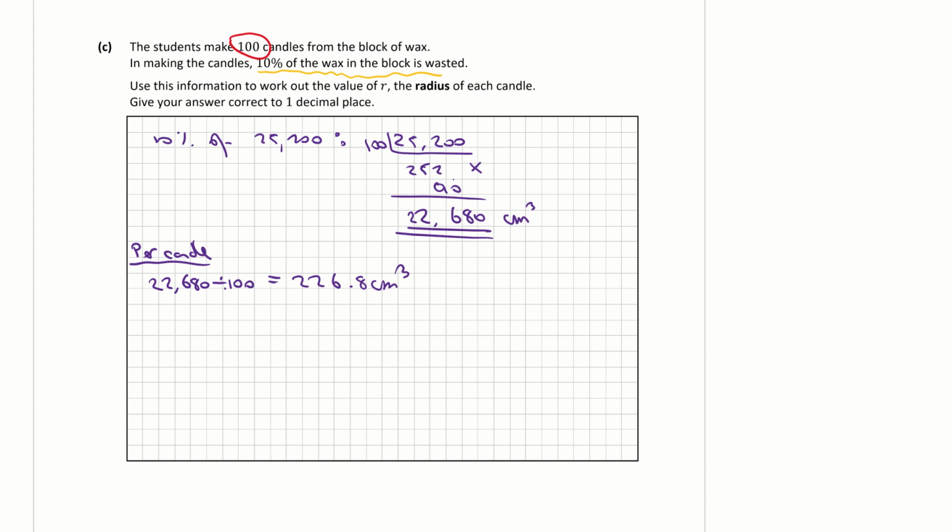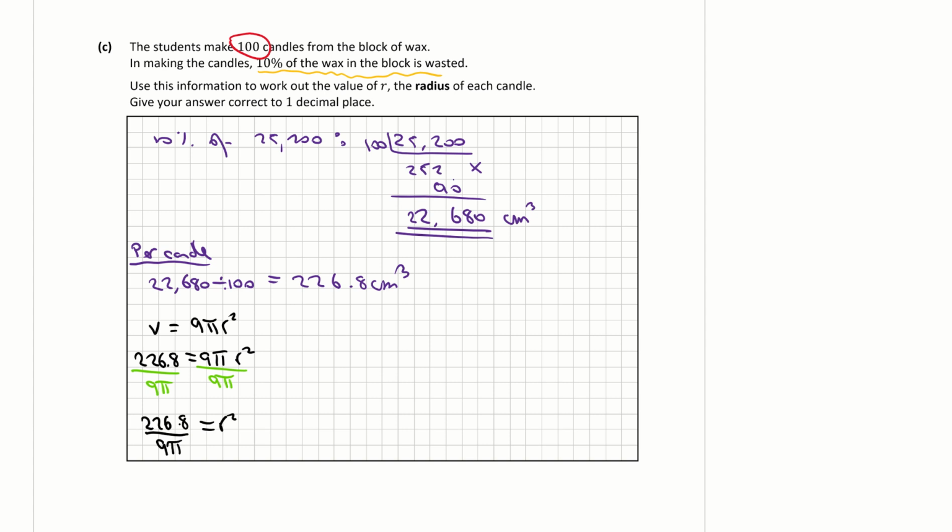Now I'm coming back to what I had from the previous part B, the volume of a candle. The volume of a candle is given as 9 pi r squared. We now know that the volume of our candle is 226.8, so I'm subbing that in for V and letting that equal my 9 pi r squared. Dividing across now by my 9 pi, divide both sides, that's getting me 226.8 over 9 pi equals r squared.